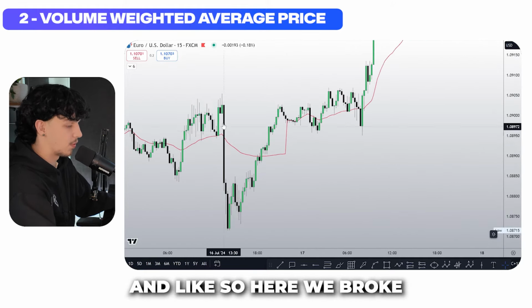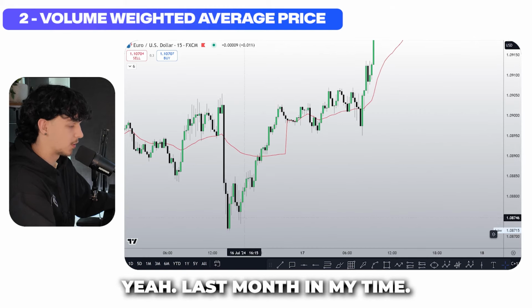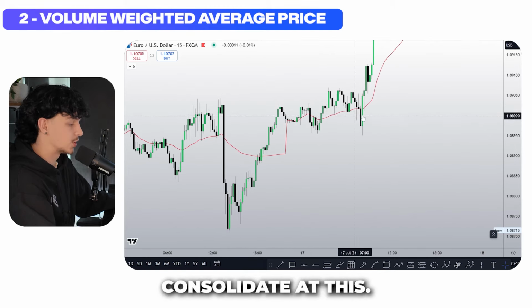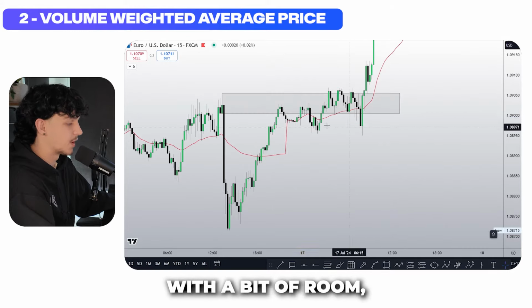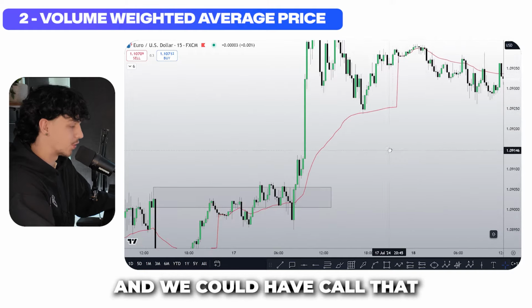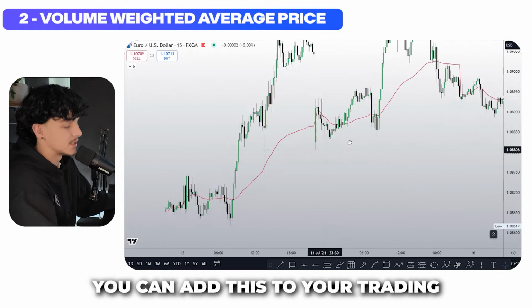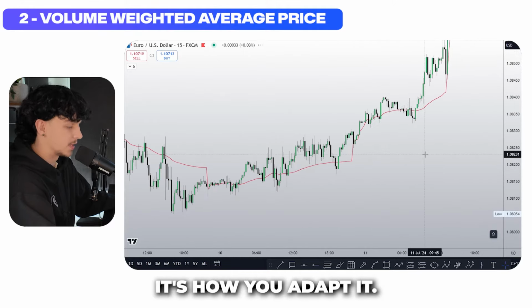And like so here, we broke above it dramatically. That's likely from news. Yeah, that's 1:30 in my time. And we broke above it, and we kind of just consolidated at this zone. If we was just to put on like a breaker here with a bit of room, maybe we can use the VWAP at the breaker as well, and we could have caught that good pop. Or you can add this to your trading style however you like. There's no kind of rule of thumb with it. It's how you adapt it.